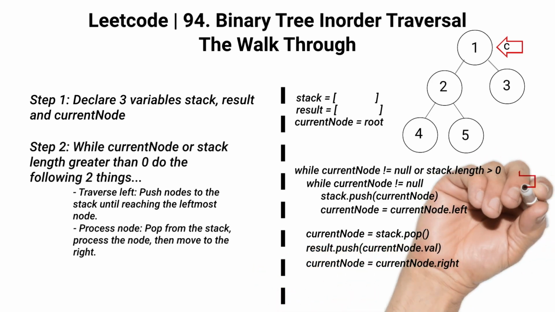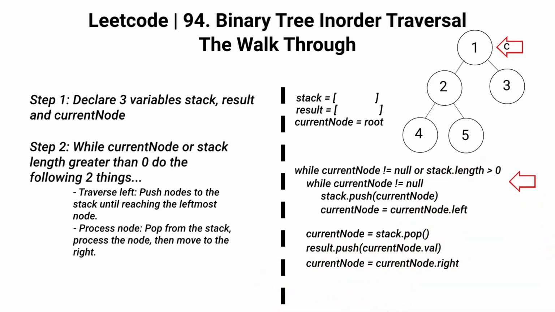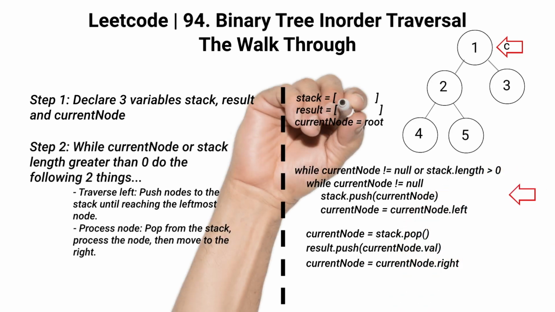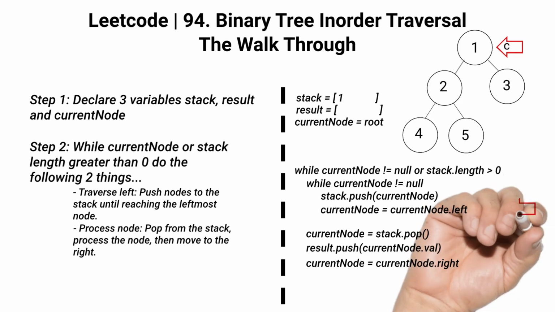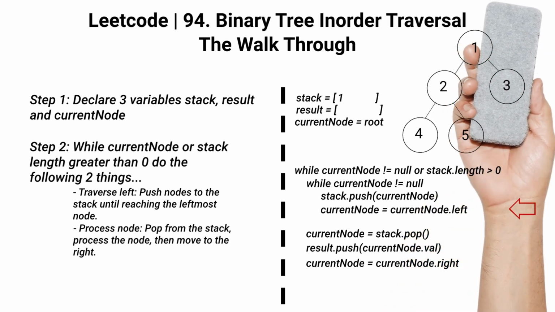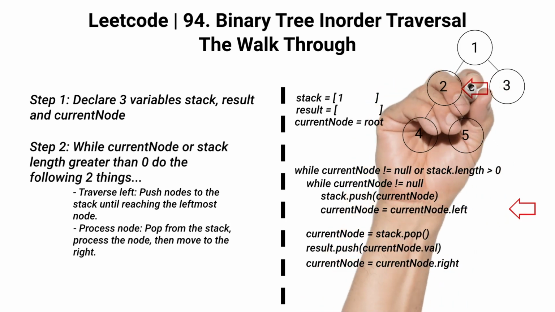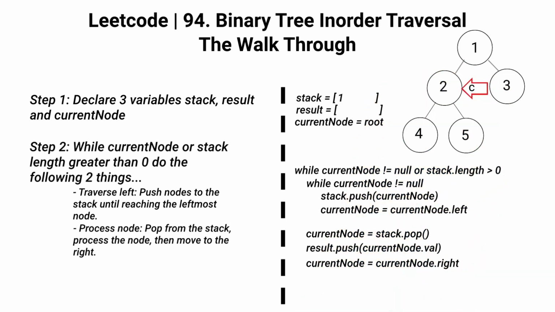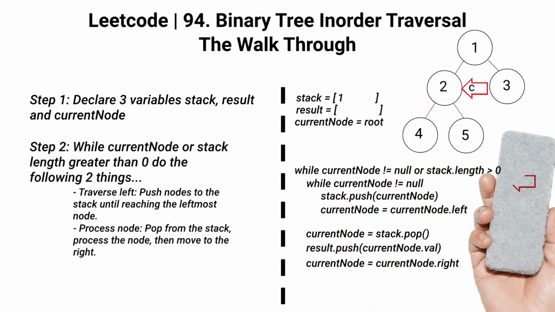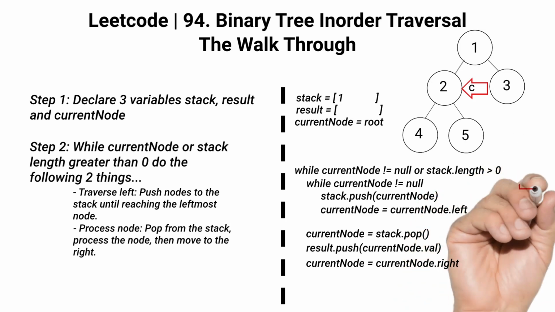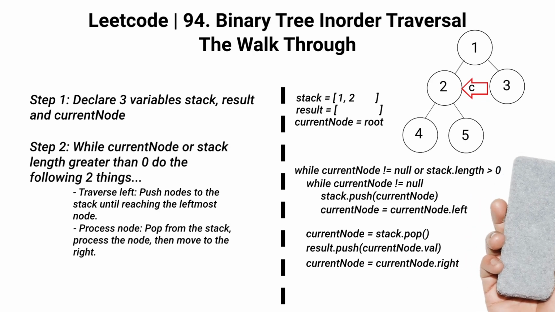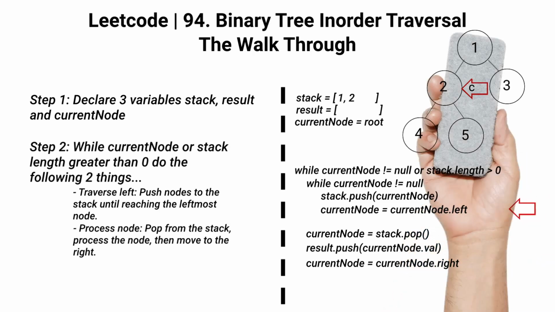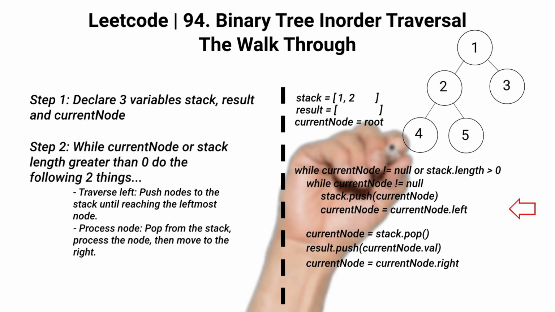So, while current node doesn't equal null, we can see that it's 1, so it doesn't equal null. We then push the current node to the stack. So we put 1 in the stack, and then we update the current node and set it equal to the current node dot left, which we can see is the 2. So we can see the current node is not null, so we want to push the current node to the stack. So we'll add the 2 node to the stack, and then we'll update the current node and set it equal to the left of the 2, which is the 4.